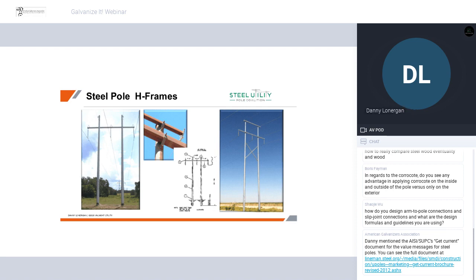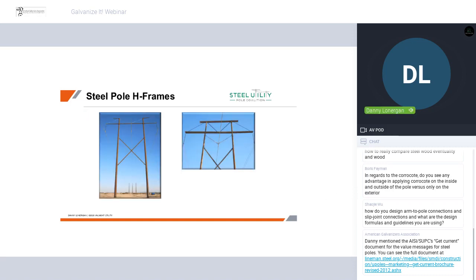It might be, I'm not sure. It's less than 138. I'm trying to think of the utility off the top of my head. But they've evolved. This is a 345 structure. This is my last slide.